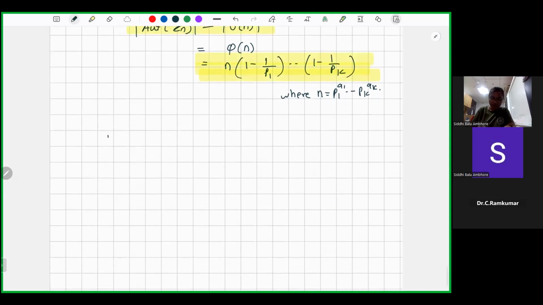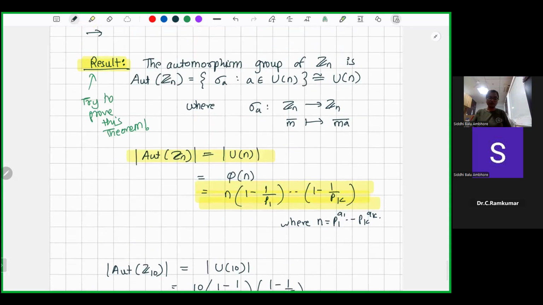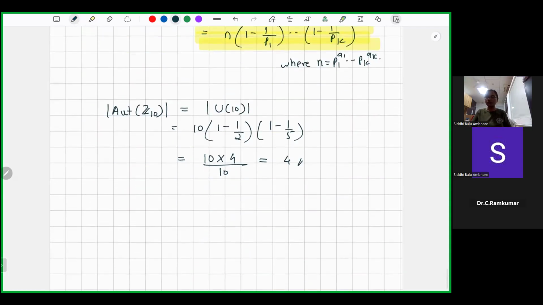So therefore the order of Aut Z10 is the order of U10, that is 10 times (1 minus 1 by 2) times (1 minus 1 by 5). That is 10 times 4 by 10, which is just 4. So therefore the answer is 4. Okay, I hope this is clear. You can do this with any n.